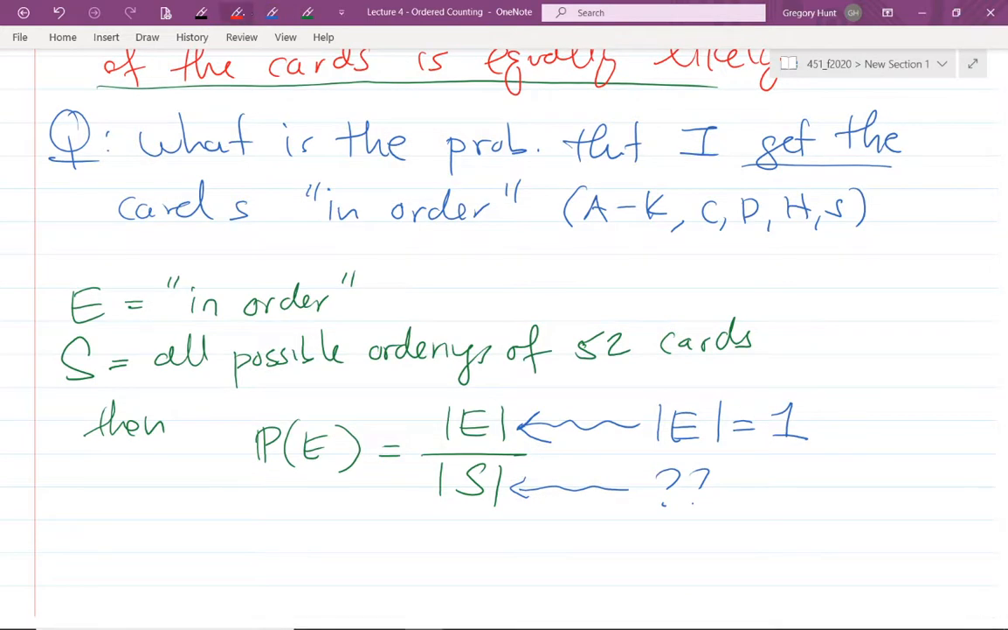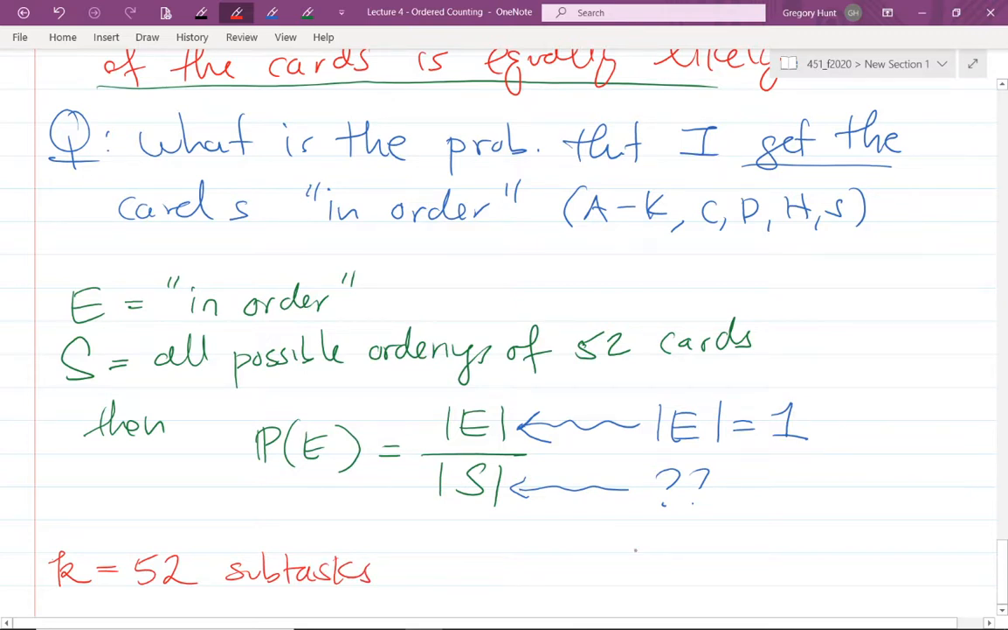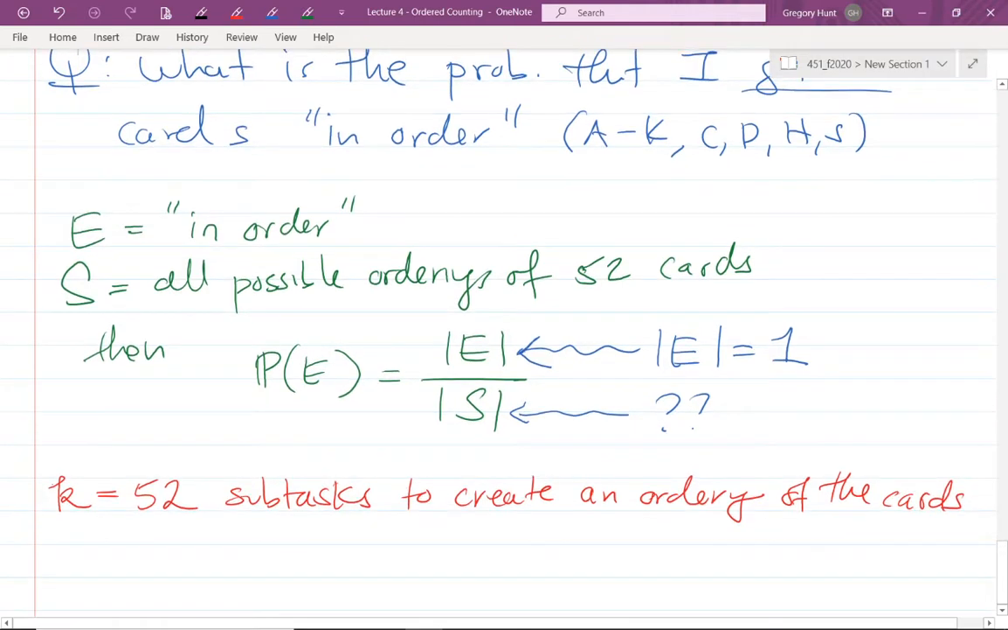So we can do this counting with the fundamental theorem. I'm going to say that there are k equal to 52 subtasks to create an ordering of the cards. So if I want to come up with all possible orderings, I kind of have to enumerate the orderings of the cards. And if I were to enumerate the orders of the cards, I could do that through a 52 subtask process.